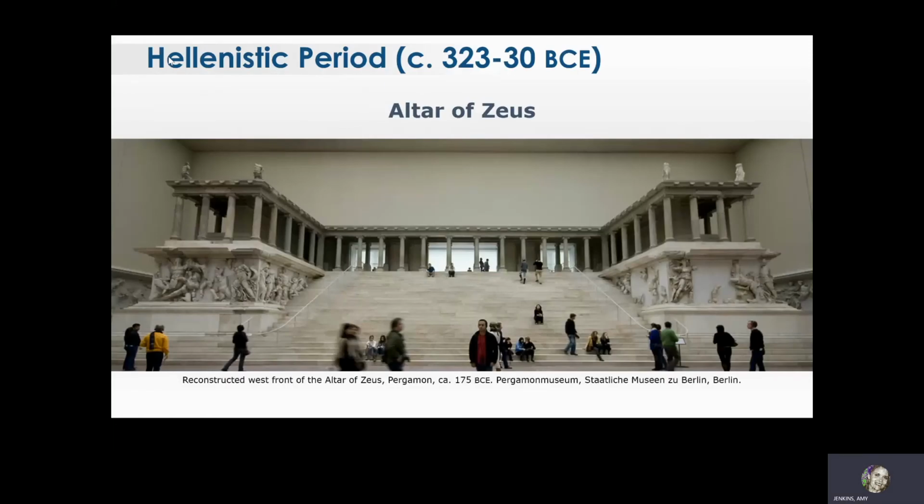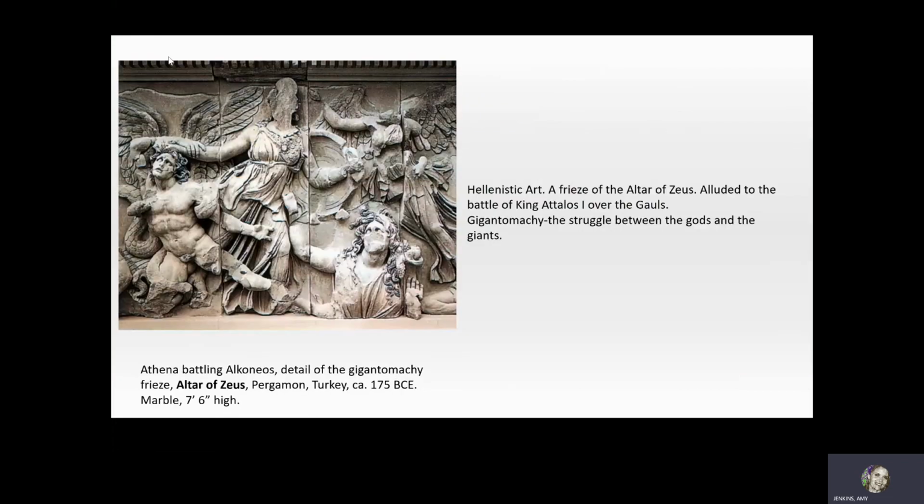The Hellenistic period is 323 to 30 BC. This is the Altar of Zeus. It's the reconstructed west front of the Altar of Zeus, Pergamon, circa 175 BCE. This is an example of Hellenistic art. We have Athena battling Alcyoneus. It's a detail of the gigantomachy frieze. It's the Altar of Zeus, Pergamon, Turkey, circa 175 BCE.